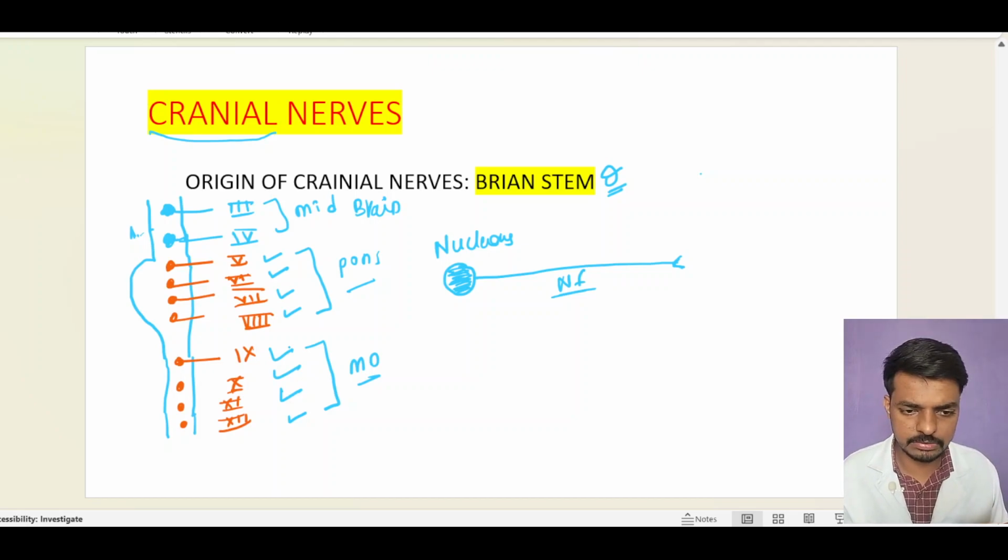Okay. So the examiner may ask a question from here. From which part does the facial nerve originate? Okay. So the facial nerve is cranial nerve number 7. So 7 is originating from the pons. Okay. You can say the answer is pons there. Like that. Okay. Very important point.